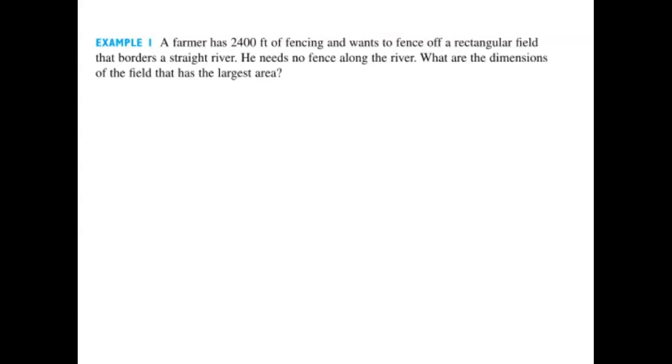All right, so a farmer has 2,400 feet of fencing and wants to fence off a rectangular field that borders a straight river. He needs no fence along the river. What are the dimensions of the field that has the largest area? So this one, the order probably makes the most sense. Let's diagram it so we know what's going on here.